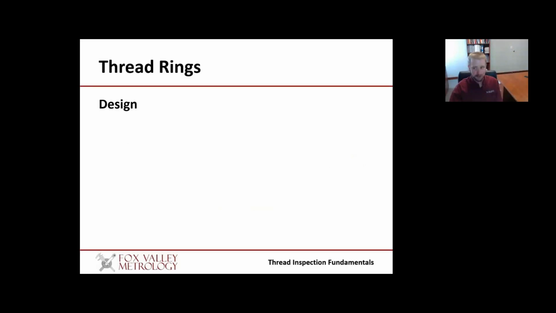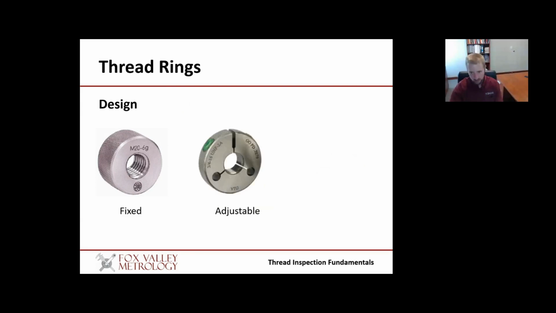So as far as the design of the thread rings themselves, there are a couple different common designs. The first is fixed. So these rings are designed to be fixed at their exact size. Good news is these are often cheaper than their counterparts. The bad news is you can't adjust them, right? They are what they are.